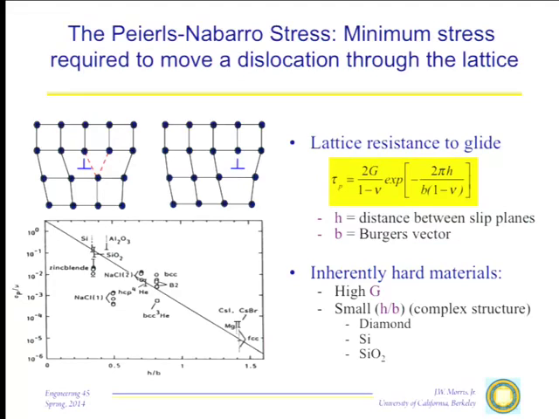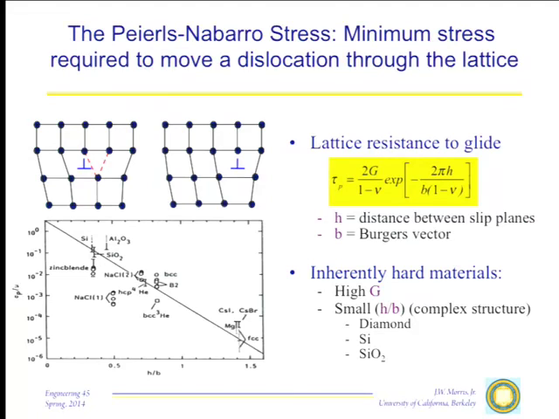Well, you can make kind of a general calculation from the continuum elastic theory as to what that stress should be, and that lattice resistance, the Peierls stress, turns out to be given by a formula something like this, which has 2 major elements in it. G is the shear modulus. You know that tau is proportional to the shear modulus. The other, Poisson's ratio, doesn't play as big a role. The other crystallographic factor is h over b here in the exponent. h is the distance between slip planes, b is the Burgers vector.